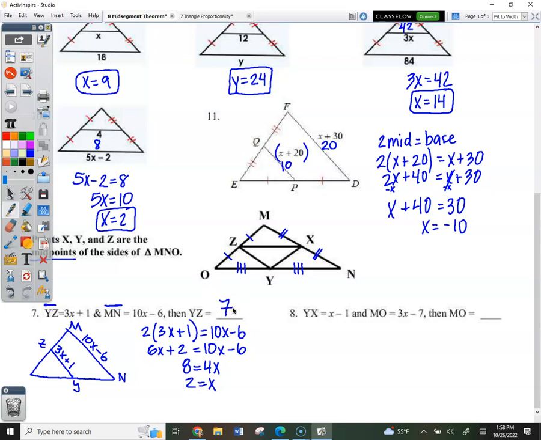Go to the next one and do it. You still have to solve for x on the next one. Redraw it. Draw it again so it's not so crowded. How do we get 7? You have to plug it back in. You got to plug this x into YZ. YZ right here. 2 is going to go right there. So 3 times 2 plus 1.